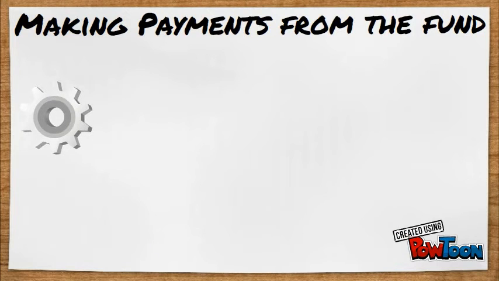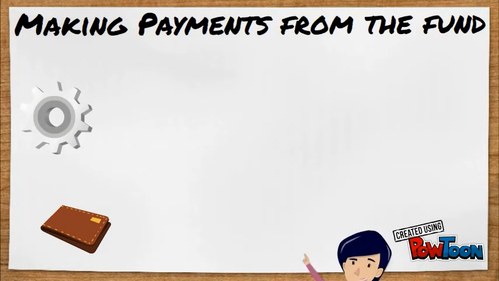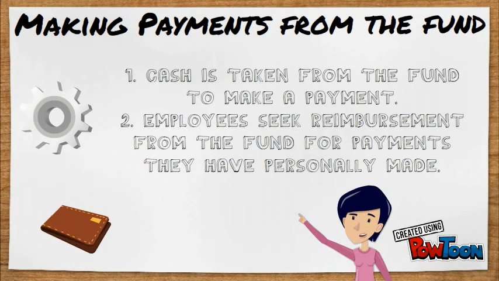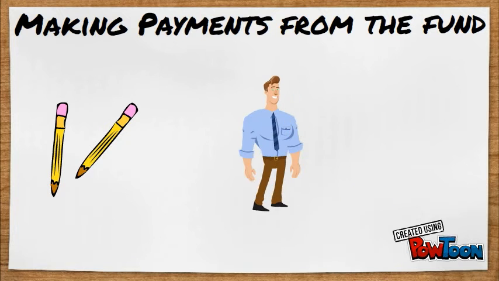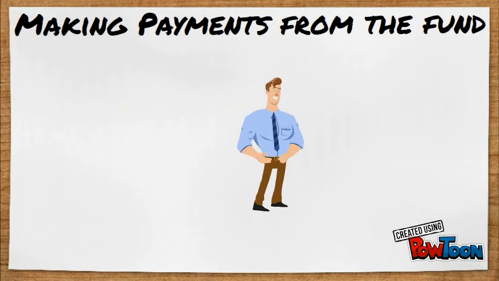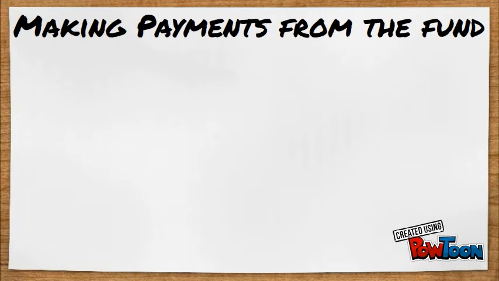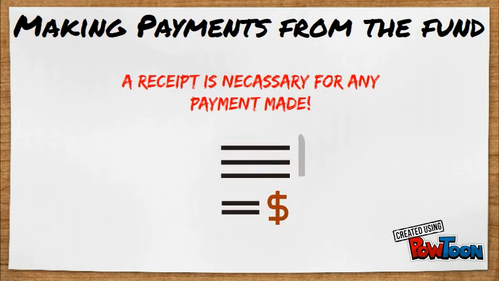During the period of a petty cash fund, certain payments will be made, and this is where the second activity is introduced. These payments are qualified in one out of two ways. The first being cash is taken from the fund to make a payment, for example, stationery supplies, or employees seek reimbursement from the fund for payments they have personally made. However, regardless of which case, a receipt is necessary for any payment.